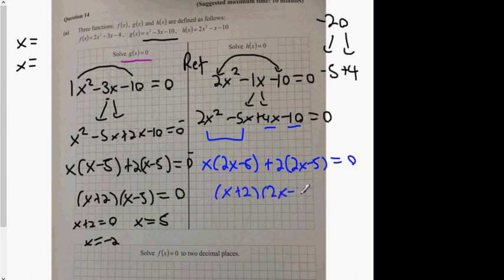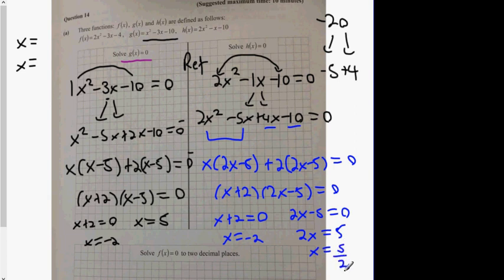equals 0. Then you have x plus 2 equals 0. x equals minus 2. 2x minus 5 equals 0. 2x equals 5. x equals 5 over 2. What did you do with the 4x minus 10? What's 2 multiplied by 2x? And 2 multiplied by minus 5? So it just goes in there.